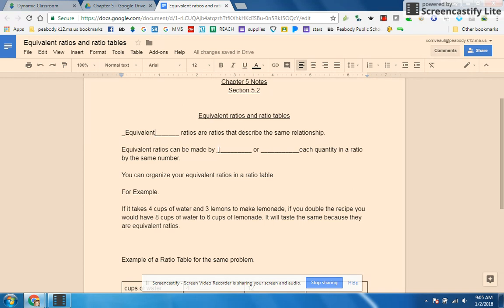Equivalent ratios are made by either multiplying, so make sure you're writing this, or dividing each quantity in a ratio by the same number. I remember when we did fractions a while ago, if you wanted to make an equivalent fraction, you just picked a number and multiplied it to the numerator and the denominator, but it had to be the same number. This is the same exact thing, only we're calling them ratios because we're comparing two actual quantities. You can organize your equivalent ratios in a ratio table. This is sometimes very helpful.